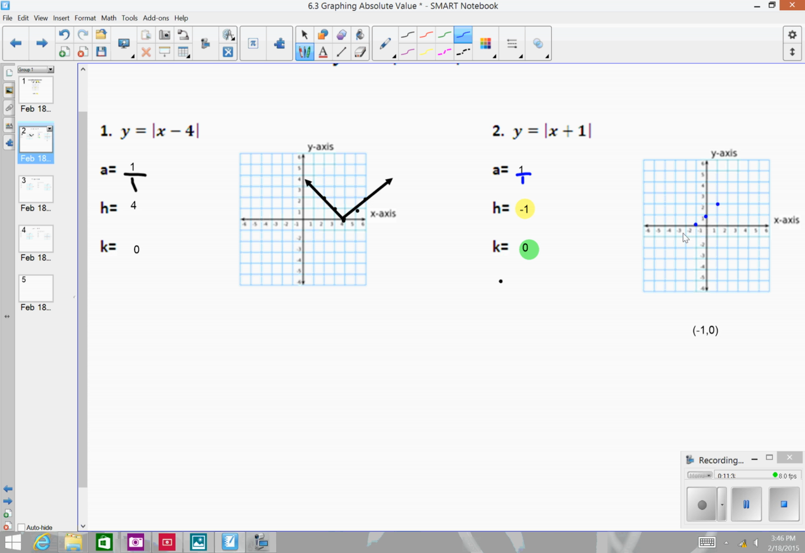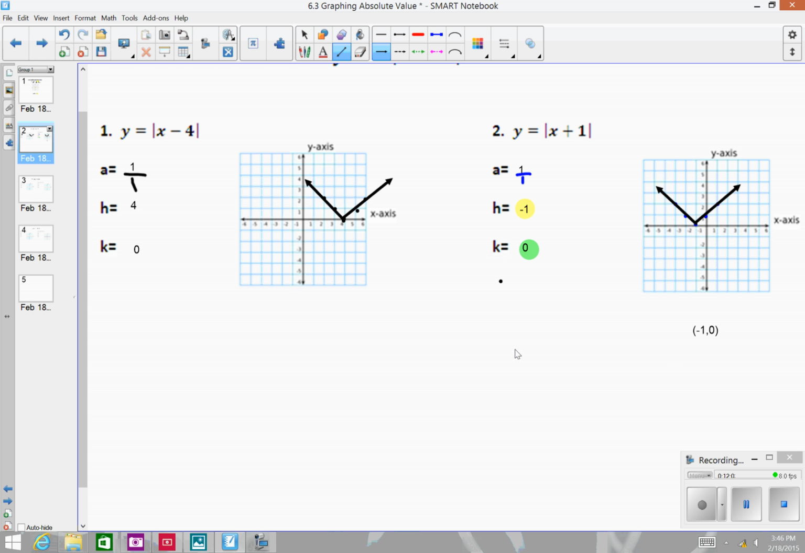Okay, so I have two values to the right of the vertex, and I'm going to come back to my vertex, and then I'm going to go up 1. So I'm going to rise 1, and instead of going right, I'm going to go left 1, up 1, and to the left 1. Good. So now I have the V, and I'm going to graph my V like such, and I should be good. Okay, so now I have my graph.